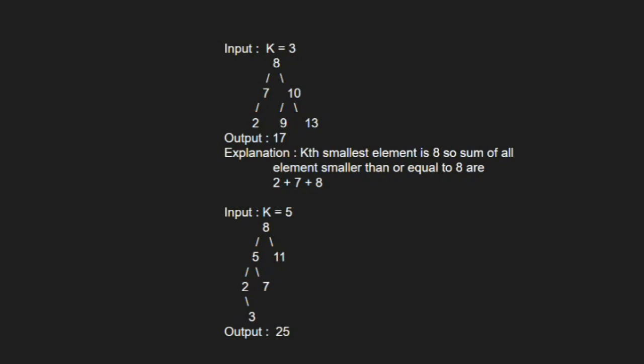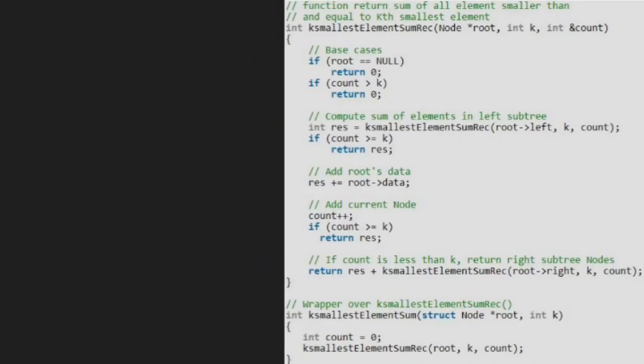The idea is to traverse the BST in in-order traversal. Note that the in-order traversal of a BST accesses elements in sorted order. While traversing, we keep track of the count of visited nodes and keep adding nodes until the count becomes k. Now, let us see the algorithm.